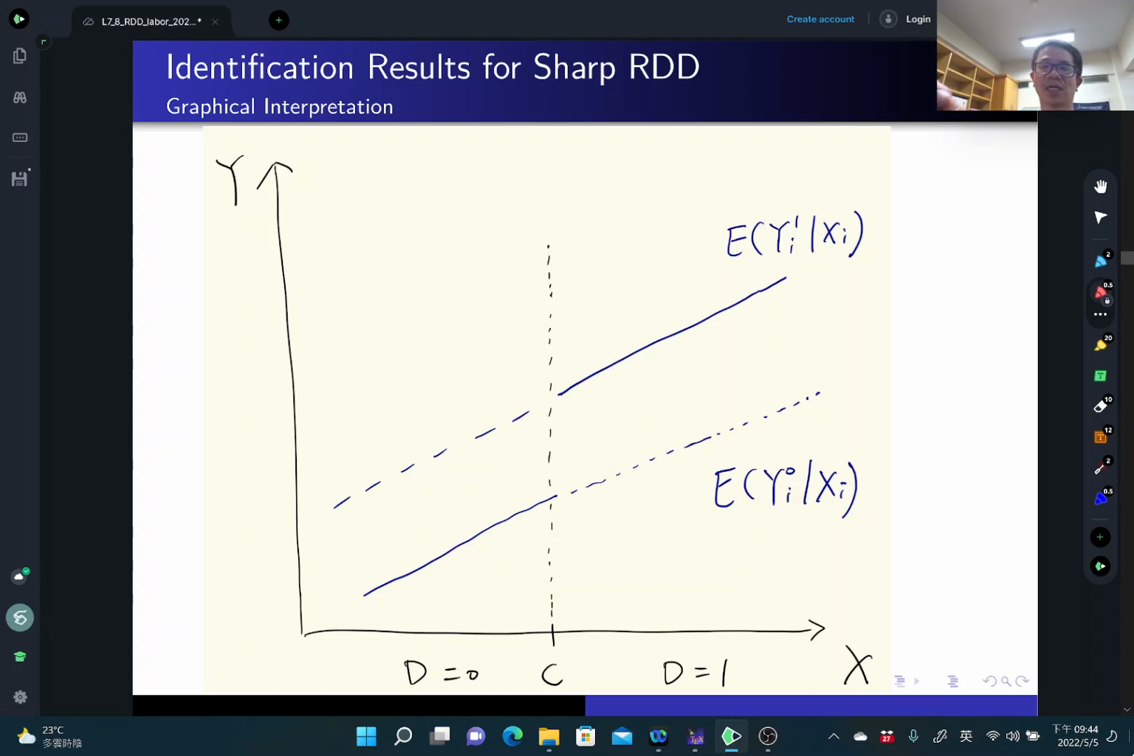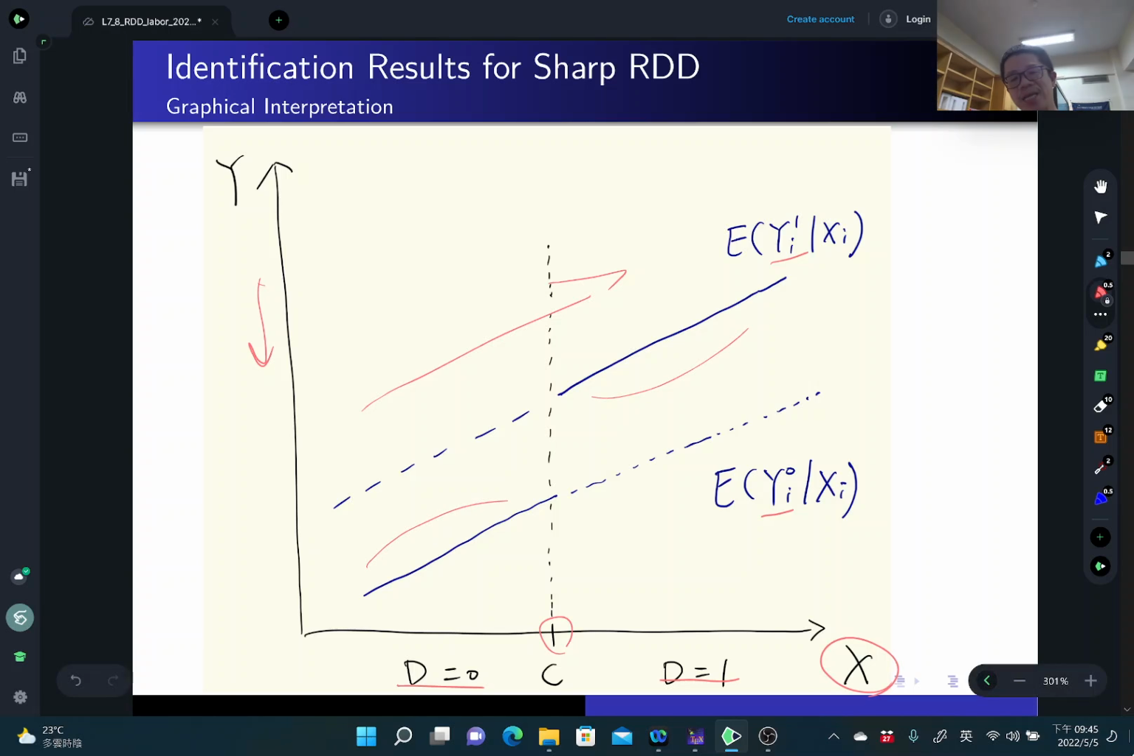The vertical axis is the potential outcome, the horizontal axis is your assignment variable. So past the cutoff, you get a treatment. Just below the cutoff, you do not get a treatment. And the continuity assumption says that all the values of potential outcome, either Y1 or Y0, are continuous across the cutoff. So for Y1, we can only observe when they get a treatment. For Y0, we can only observe when they do not get a treatment.